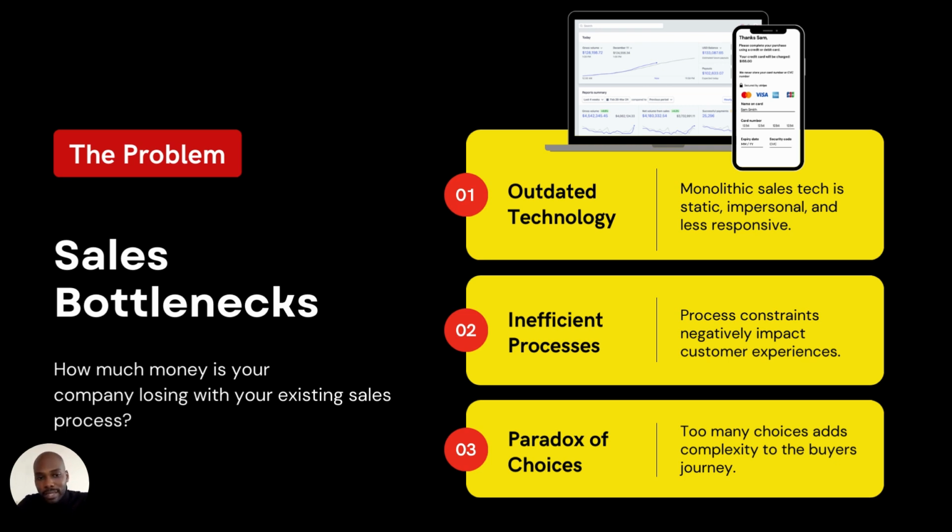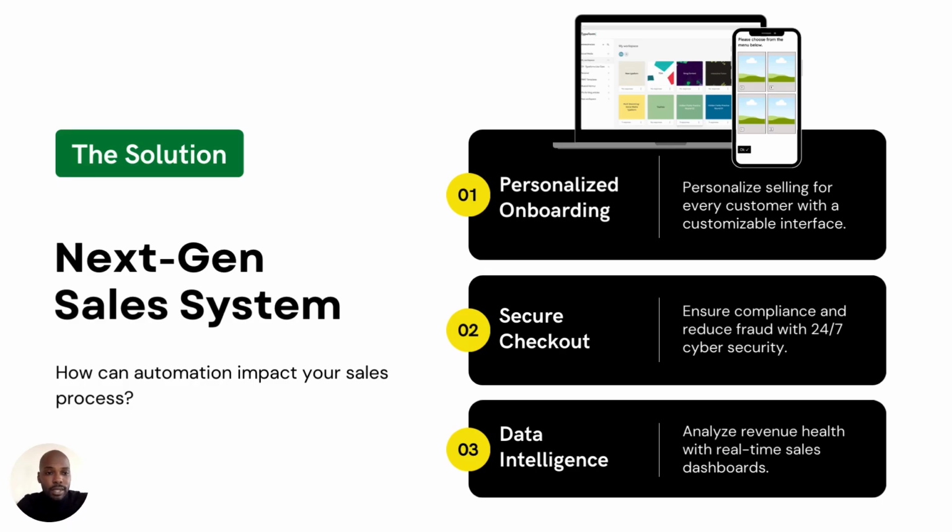Two is inefficient processes. So again, the logic behind why you use your applications and how you use those applications is critical to ensure that you have efficient processes within your operational workloads. So process constraints negatively impact customer experiences. And again, that leads to fewer sales conversions. And three is a paradox of choices. So you don't want to give your customer too many choices because it ends up confusing users and again, leading to fewer sales conversions. The solution is what I've crafted, which is a next gen sales system.